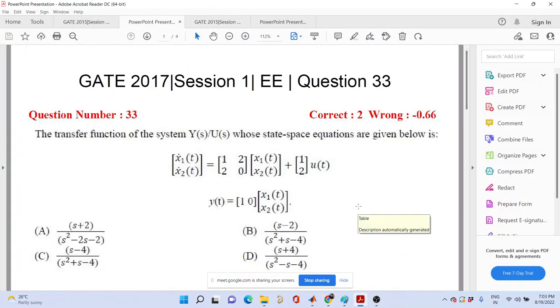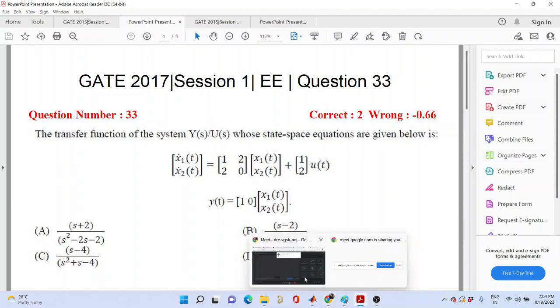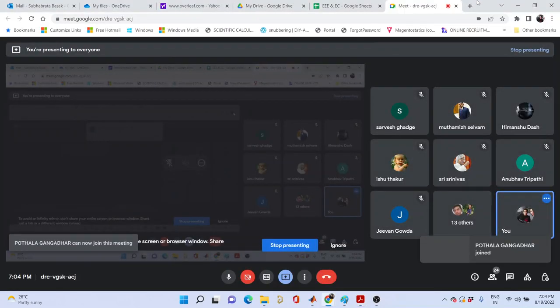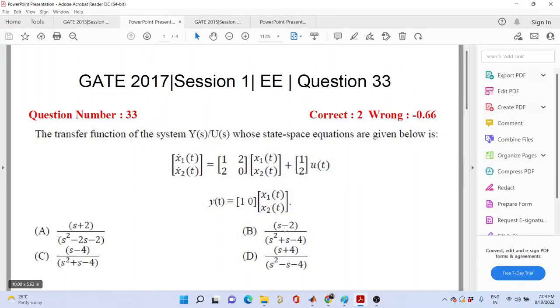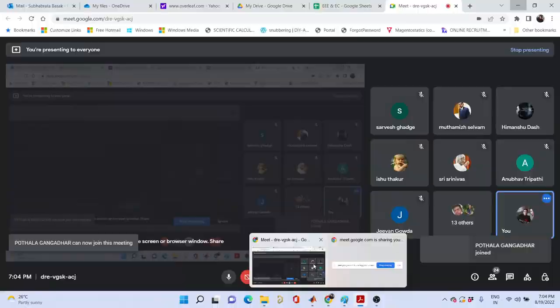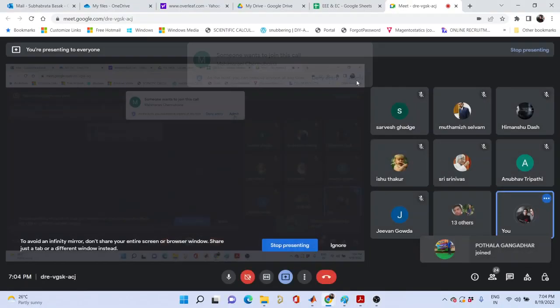So this is the state space equation that has been given to you. You see there are two states, x1 and x2, and you need to find out the transfer function Y(s) by U(s). The output relation is also given to you. You can see the question, right? Everyone can see the question.